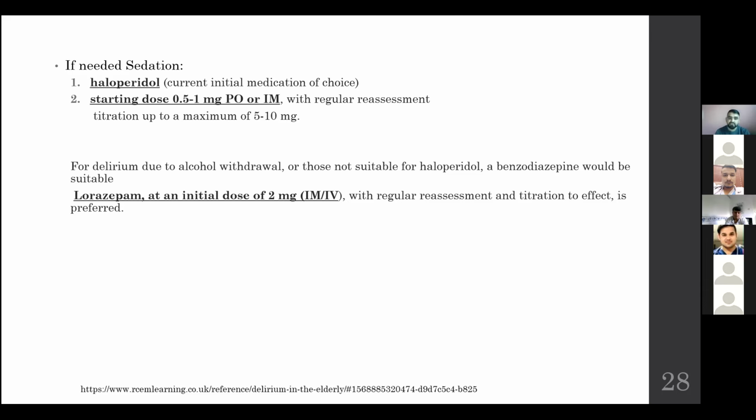Wherever haloperidol is contraindicated, as it gives rise to extrapyramidal symptoms, so it should not be used in Parkinsonism and delirium tremens, you should give lorazepam at an initial dose of 2 mg IV or IM with regular assessment and titration to its effect.